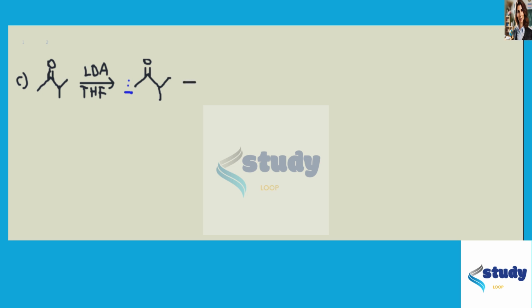And then treatment with methyl iodide. Oops. Move that down so it's visible. There we go. That gets us our desired product for part C.